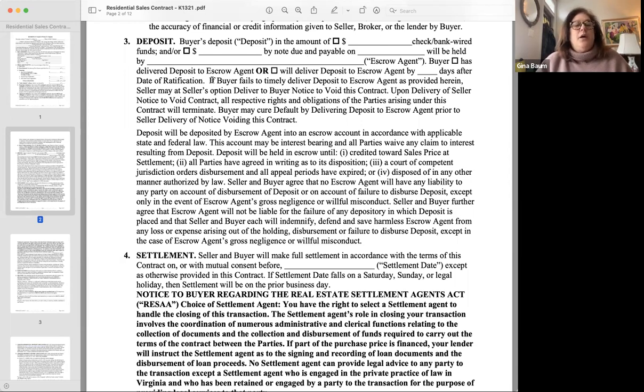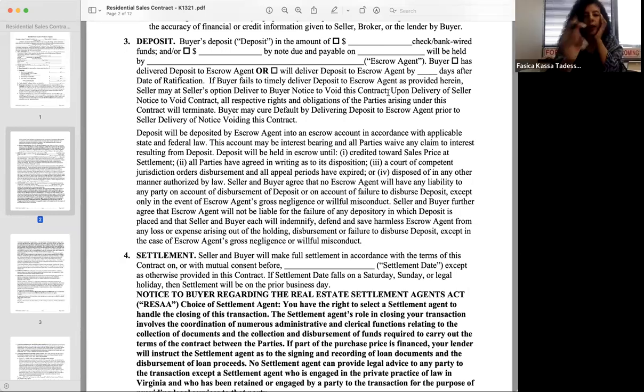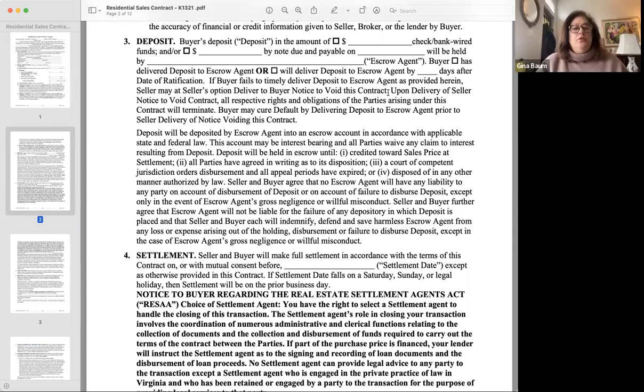Buyer has delivered deposit to escrow agent or will deliver deposit to escrow agent by, and this has to be 3 days. That's our office rule. 3 days after ratification. If buyer fails to timely deliver deposit to escrow agent as provided herein, seller may, at seller's option, deliver to buyer notice to void this contract. Our office requires that we get that EMD in within 3 days. The state law is 5 days. If it doesn't happen, then the seller is able to void the contract.